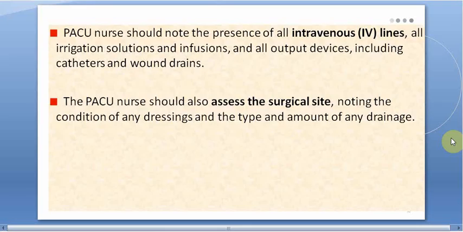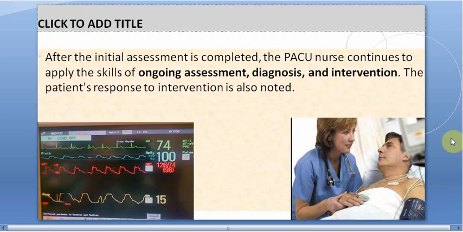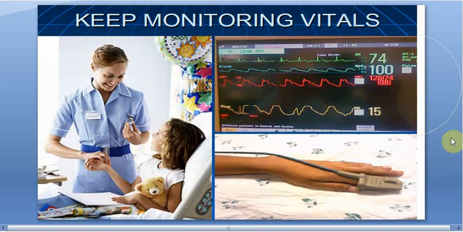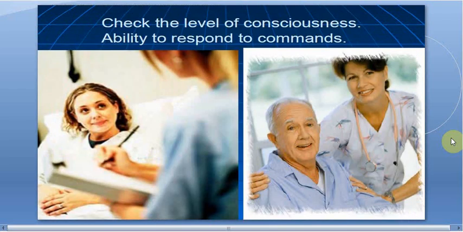Then along with that, she has to also assess the surgical site, see the type of dressings, what is the amount of drain in the dressings. Along with that, not only the initial assessment, she has to also perform ongoing assessment, perform diagnosis and intervention. Then she has to also monitor the vital signs. This I have already discussed.